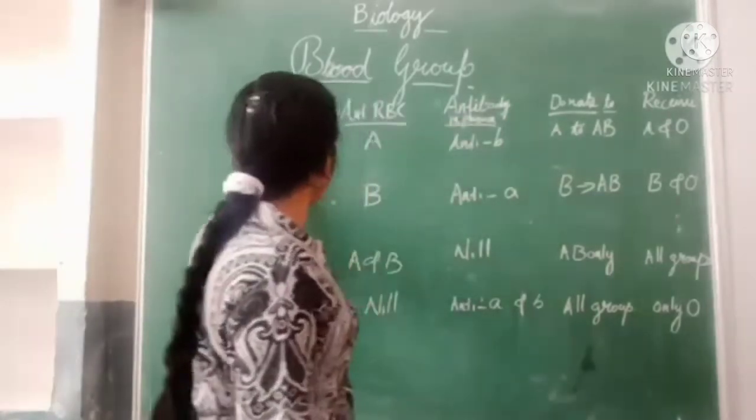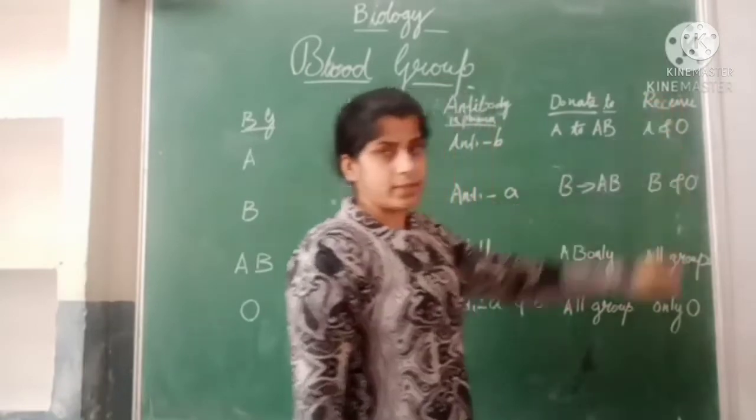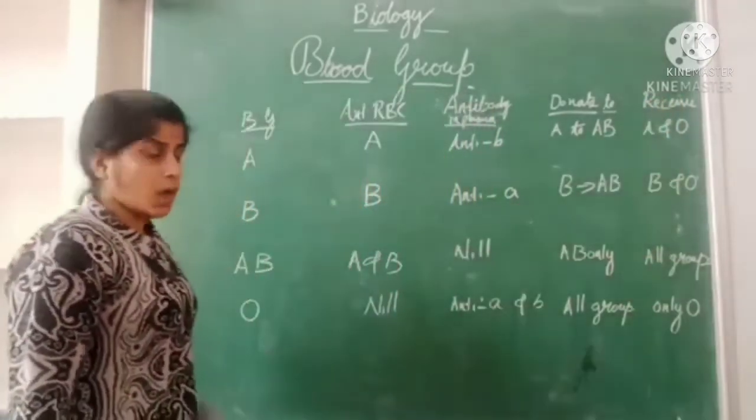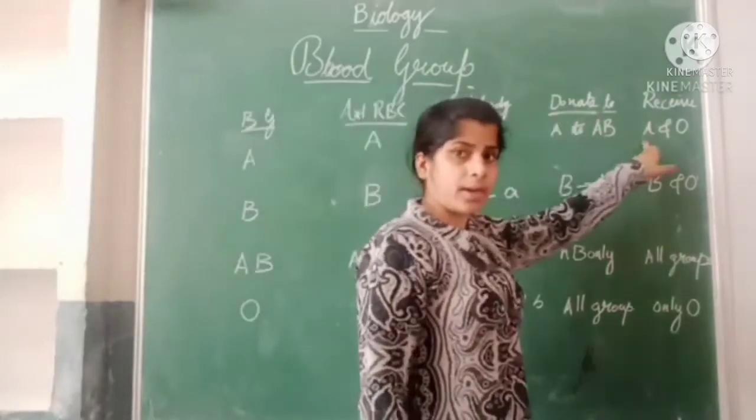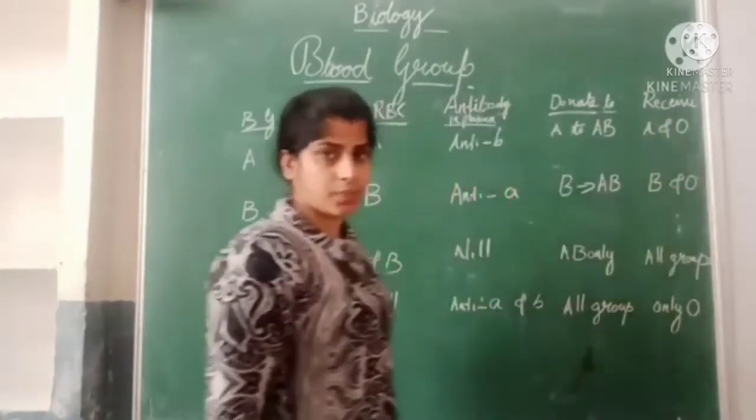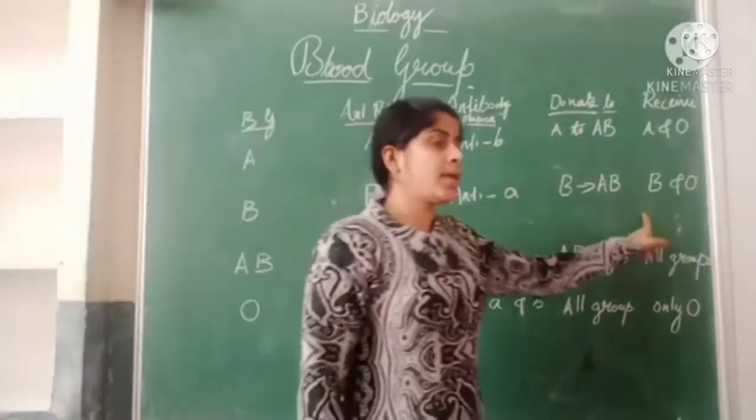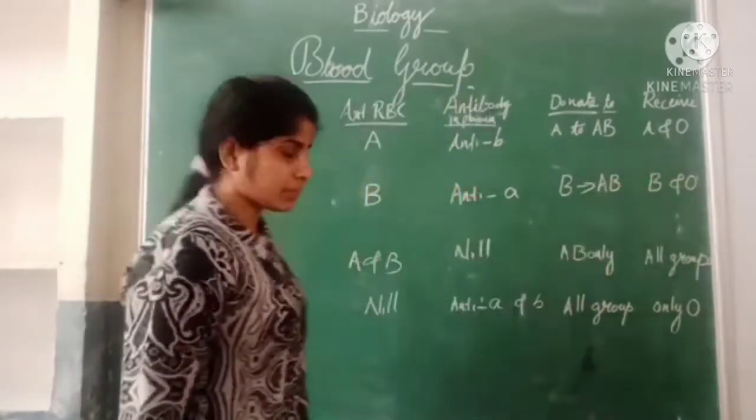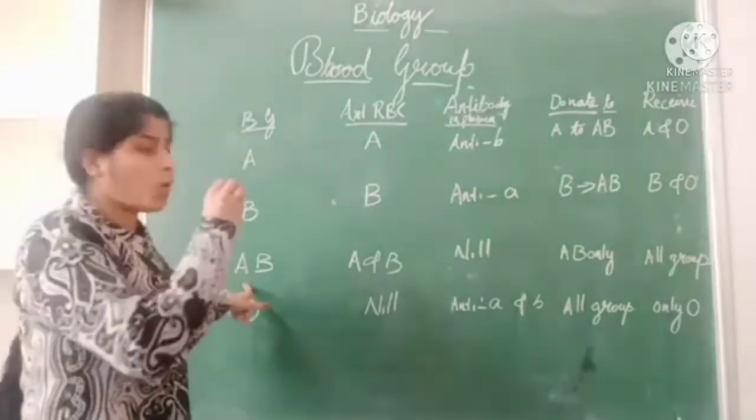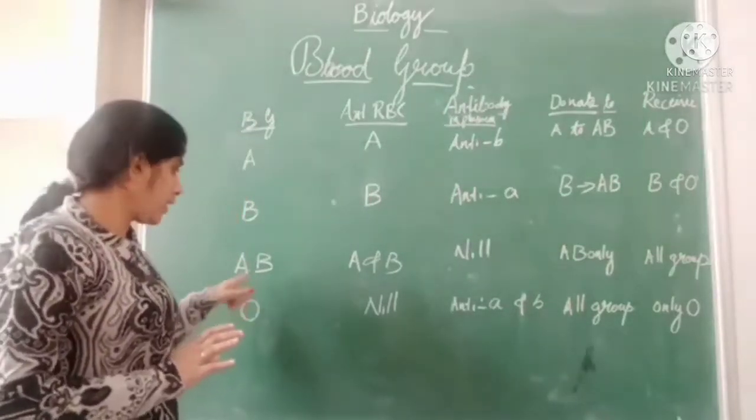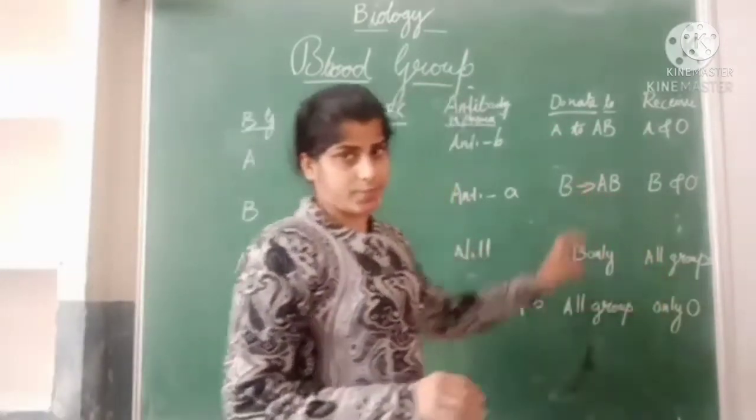The A group can receive only A group blood, otherwise O group blood. The B group can receive only B and O group blood. The AB group can receive all groups.